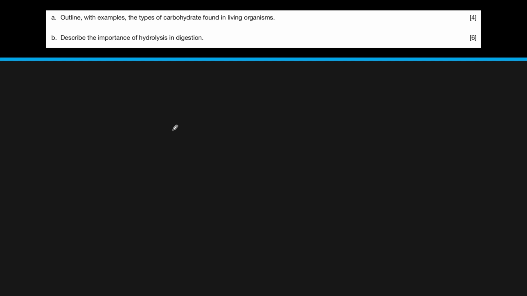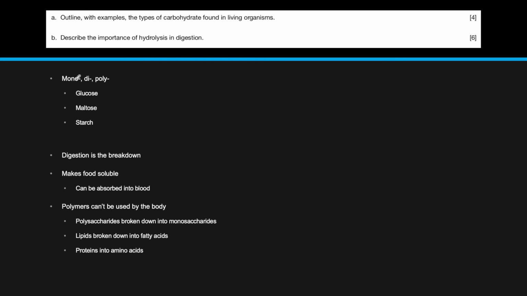At this point, in topic 2.3, you may not be able to describe fully the roles of hydrolysis and digestion, but you can start thinking: digestion is breaking down, and hydrolysis is a catabolic reaction, which is breaking down. So what can it offer to digestion? Real quick, the answers: you have the mono-, di-, and polysaccharides, as well as these main examples. Glucose is a monosaccharide, this is a disaccharide, and this is a polysaccharide.